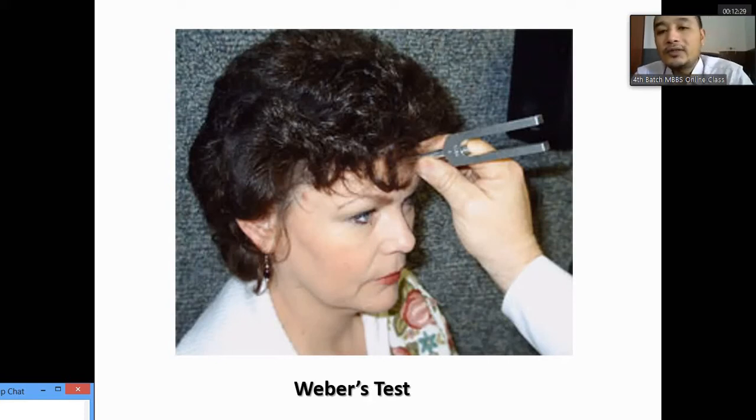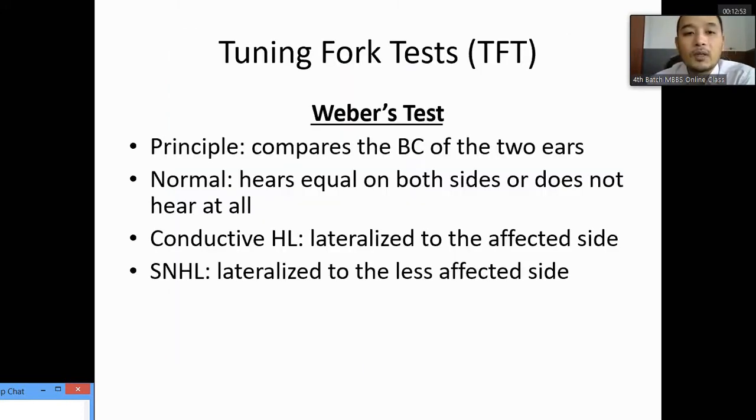In Weber's test, we vibrate the tuning fork and keep it over the midline bony prominence of the head. It might be at the vertex, the forehead or glabella, or you can keep it over the nasion, or over the upper incisors in the midline. So we compare the bone conduction of both ears. The principle of the Weber test is that it compares the bone conduction of the two ears.